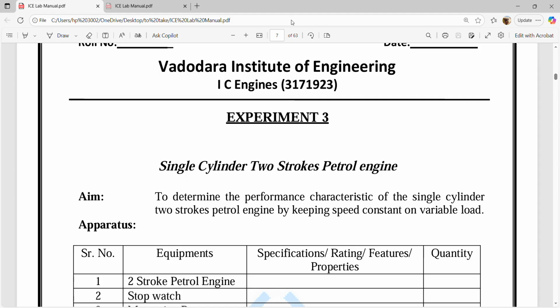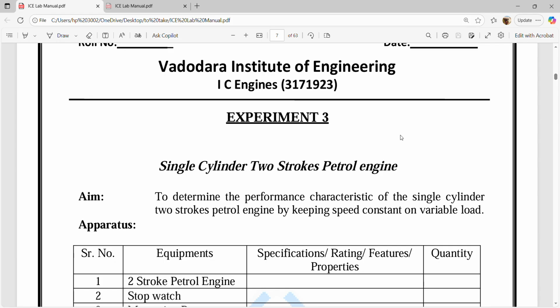Experiment 3. Single cylinder two-stroke petrol engine. The aim of this experiment is to determine the performance characteristic of the single cylinder two-stroke petrol engine by keeping speed constant on variable load.